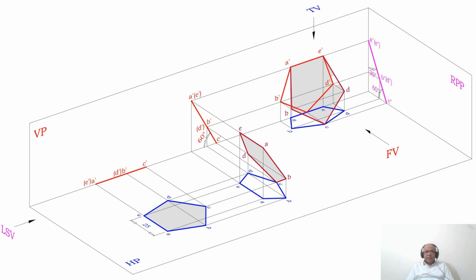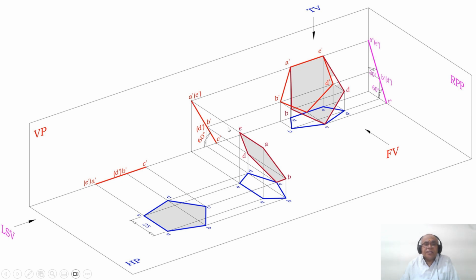Then the side opposite to the corner is resting on VP. So what does it mean? Now what is the side which is opposite to the corner? It is AE. What is the position of AE with respect to VP and HP? This side is parallel to HP. How do I know that? A dash and E dash are both above HP by the same distance.